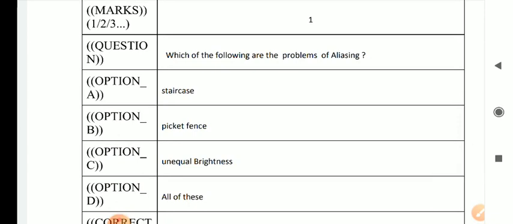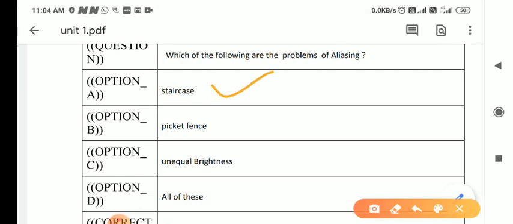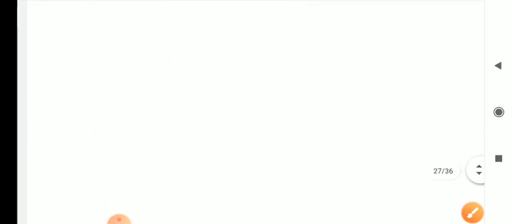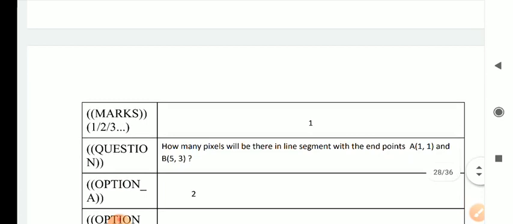Which of the following are the problems of aliasing? So what are the problems? Staircase effect, then picket fence, unequal brightness. So I think all of these will be the answer, all of them are problems of aliasing.